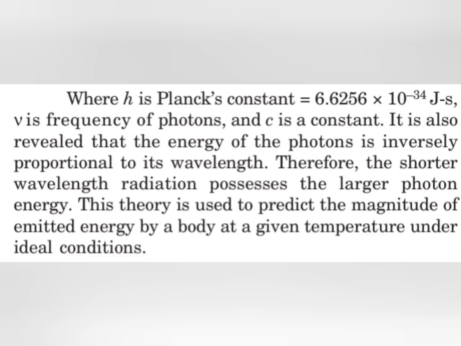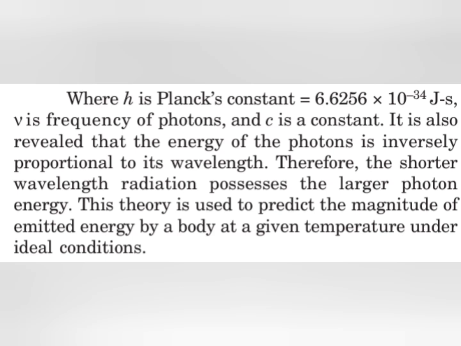And what is h? h is Planck's constant, of the value 6.6256 into 10 raised to minus 34 joule second. And nu is the frequency of photon. According to the theory, thermal radiation is emitted in the form of discrete quanta called photons. Nu is the frequency of photon, and c is a constant. It is also revealed that the energy of the photon is inversely proportional to wavelength. The one having shorter wavelength will have more energy, according to Max Planck's theory. Therefore, the shorter wavelength radiation possesses the largest photon energy.